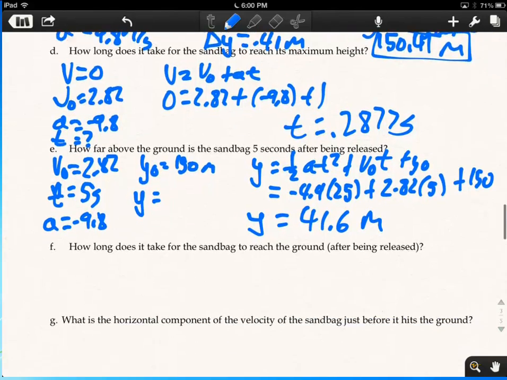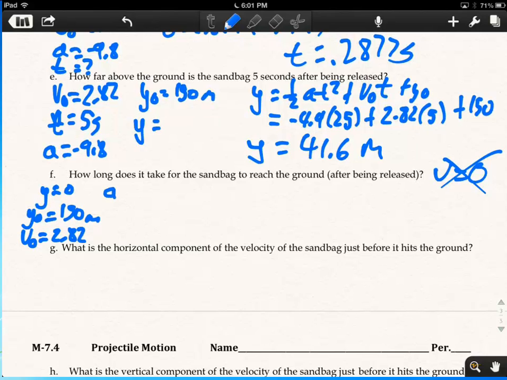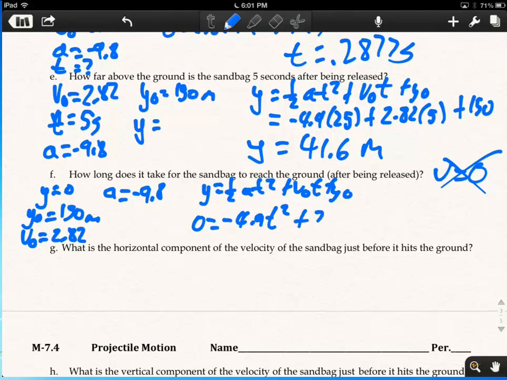How long does it take for the sandbag to reach the ground after being released? This problem is deceptive. You cannot say the final velocity is 0. It is moving when it hits the ground. All you can say for sure is the final position is 0. Initial position was 150 meters up. Initial velocity was 2.82. Acceleration was negative 9.8. And we can find the time. It's the second equation again. Y equals 1/2 at squared plus v naught t plus y naught. So 0 equals negative 4.9 t squared plus 2.82 t plus 150.